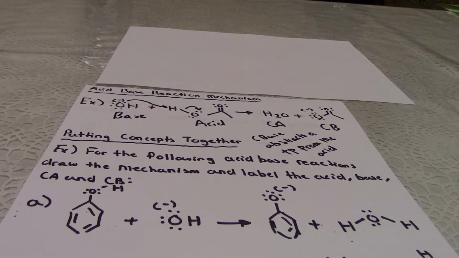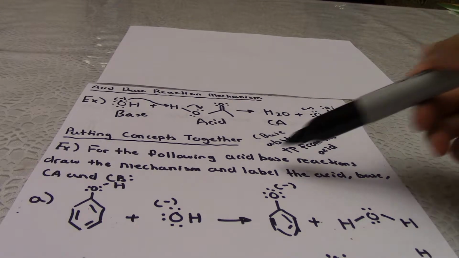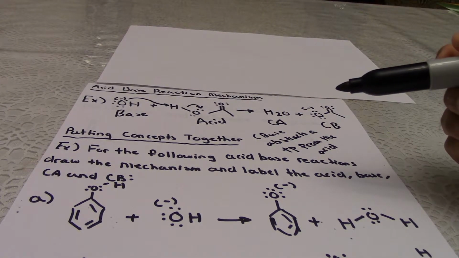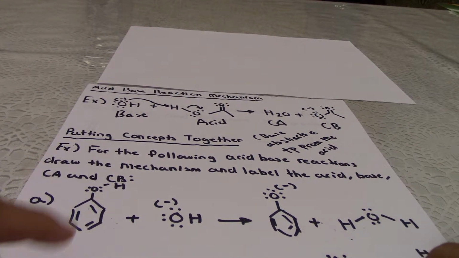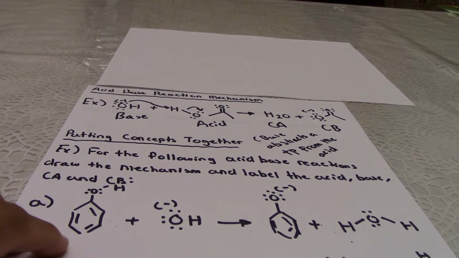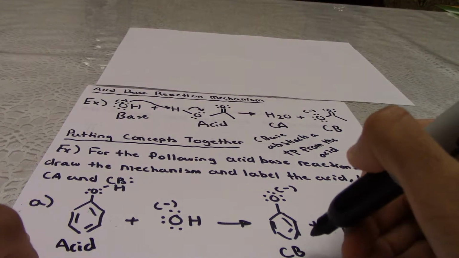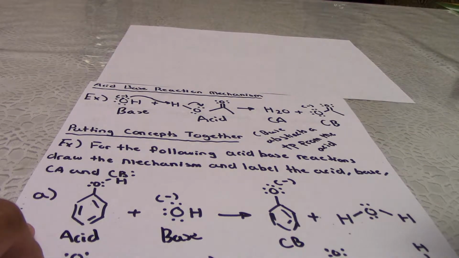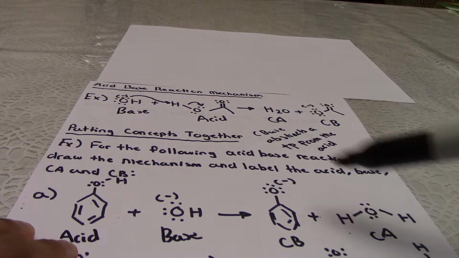So I'll start off with this first example over here. For the following acid-base reactions, draw the mechanism and label the acid, base, conjugate acid, and conjugate base. So the first thing I'd like to do is label this. Once again, I notice that this has a hydrogen and this has one that's lost. So what does that tell me? This has to be our acid. This has to be our conjugate base. And automatically by default, I hope you've picked this up by now, this has to be our base. This has to be our conjugate acid. So if you figured out what one thing is, you've automatically pretty much figured out everything else.